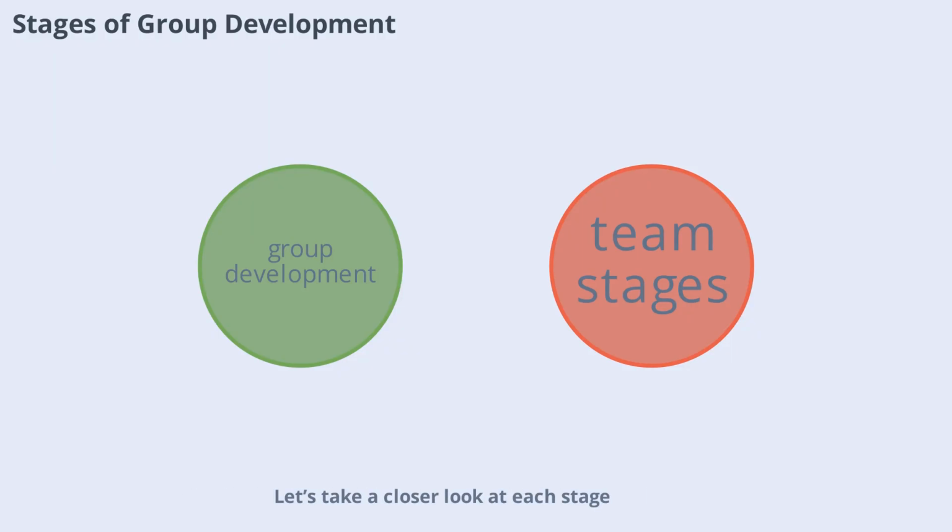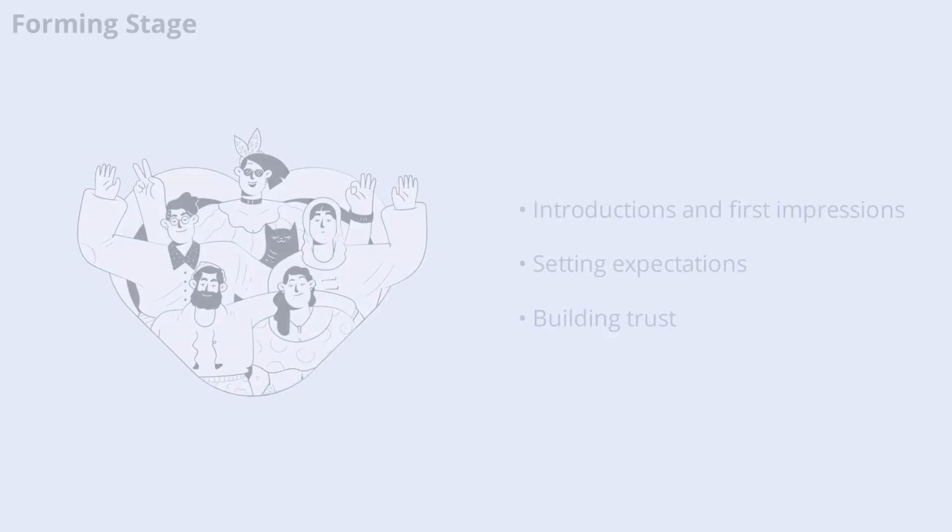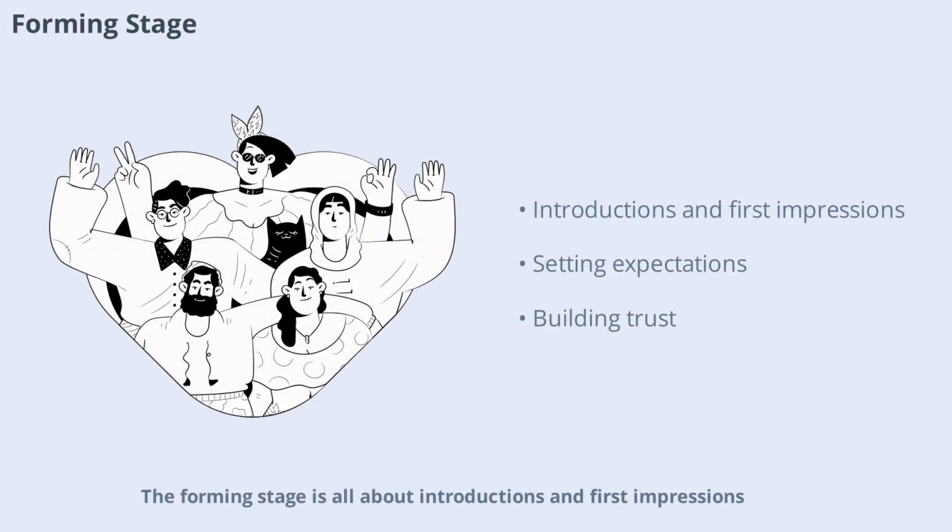Let's take a closer look at each stage. Forming stage is all about introductions and first impressions. Team members are polite, cautious, and eager to understand their roles. There's often excitement mixed with uncertainty as everyone tries to figure out how they fit into the group. Leaders play a key role here by setting clear expectations and helping members get comfortable. This stage lays the foundation for trust and collaboration. As the group moves forward, members start to express their opinions more openly, leading to the next stage, storming.